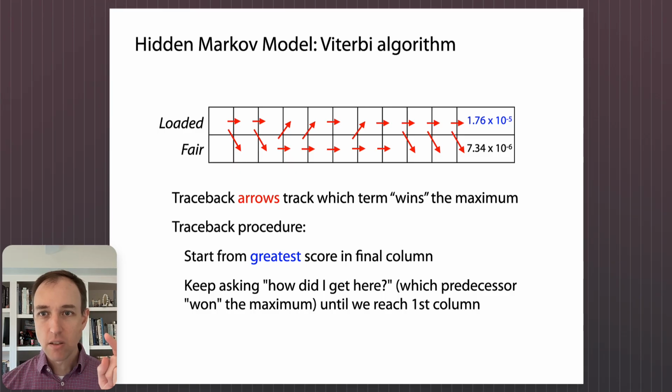In this case, the loaded state has the higher probability. You just have to look at the exponents of the fractions. This one's larger because the exponent is 10 to the minus 5, and this is 10 to the minus 6. So that top one is the larger probability.